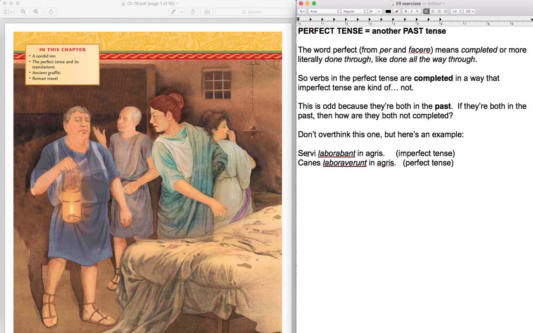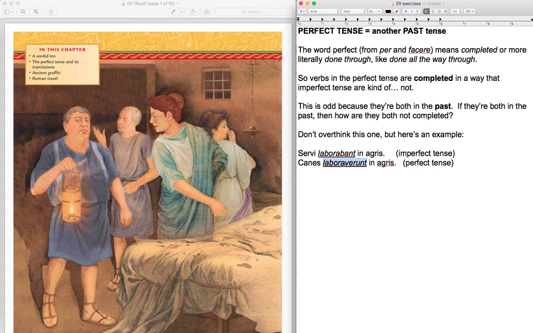So here's the example. Servi laborabant in agris. We see that BA in there. We know this is imperfect tense. So that sentence means something like the slaves were working in the fields. Yesterday, the slaves were working in the fields, or the slaves kept working in the fields. Again, that sense of action that is ongoing, but in the past, they were working. You can have the sense of the slaves sitting there and continuing to work as you think about what they were doing yesterday.